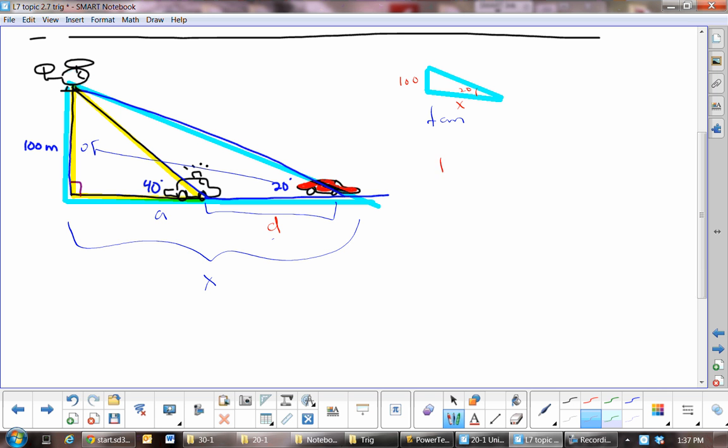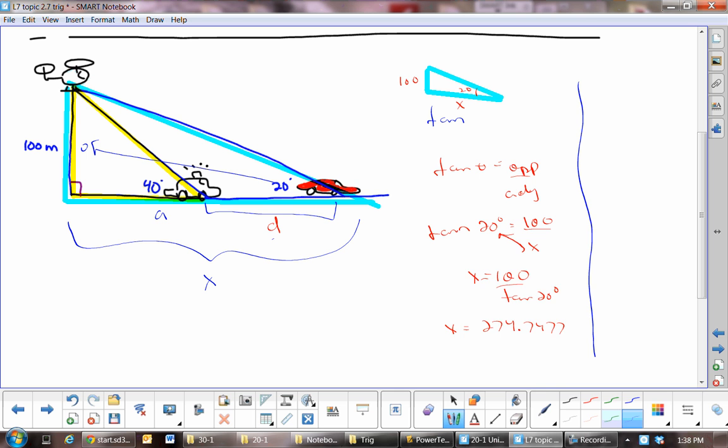Okay? So if I have that X, I know this is 100, and I know this is 20. Okay? So tan theta equals opposite over adjacent. Tan 20 degrees equals the opposite is 100. Adjacent is X. Okay? These two will trade. So I'm going to go X equals 100 over tan 20 degrees. I will get x to equal 274.7477.